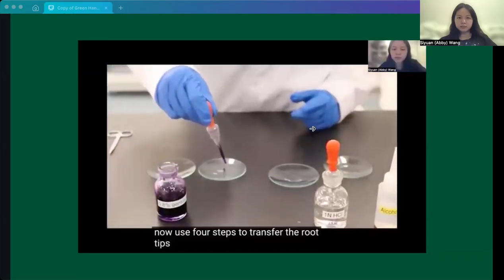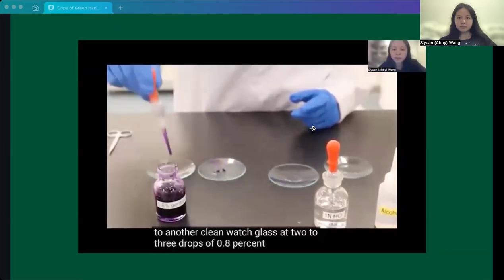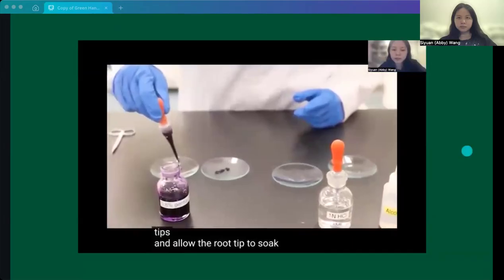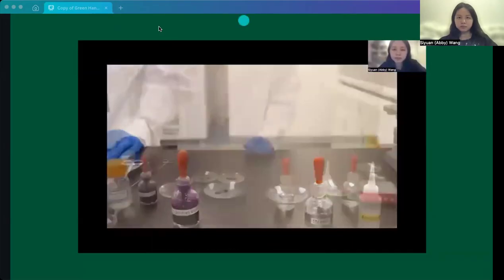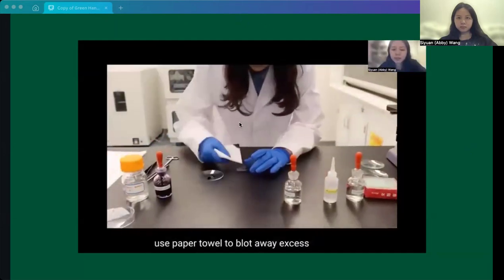Now use forceps to transfer the root tips to another clean watch dish. Add 2 to 3 drops of the 0.8% crystal violet stain to the tips and then allow the root tips to soak in the stain for 3 minutes. Use a paper towel to blot away excess stain.